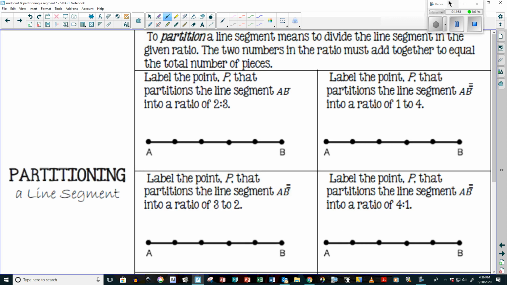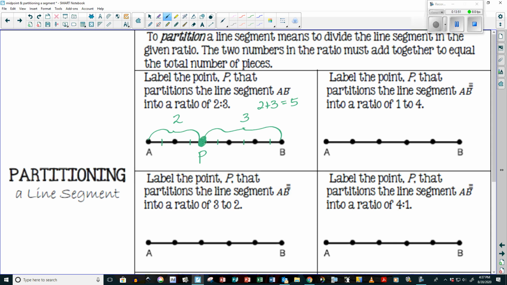So partitioning a line segment is dividing that line segment into the given ratio. The two numbers in the ratio must add together to equal the total number of pieces. So for example, label the point P that partitions the line segment AB into a ratio of 2 to 3. So 2 plus 3 is 5. So there are 5 equal pieces: 1, 2, 3, 4, 5. If I want a ratio of 2 to 3, that means 2 pieces compared to 3 pieces. So this point right here is point P. So this is 2 to 3. Your P is kind of acting as the colon in the picture.